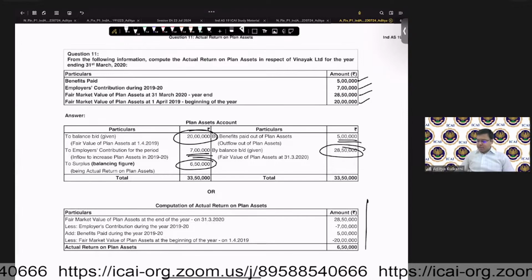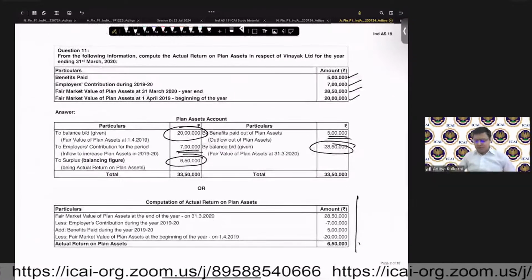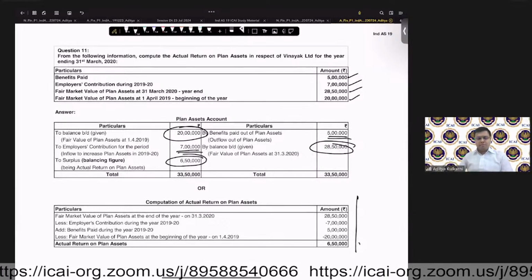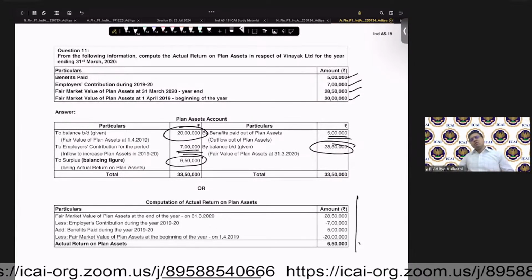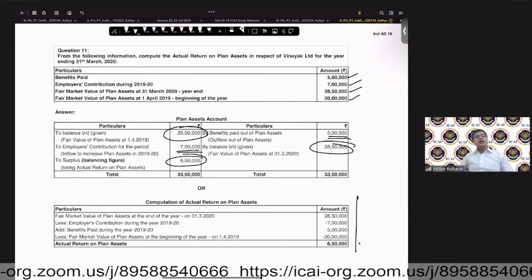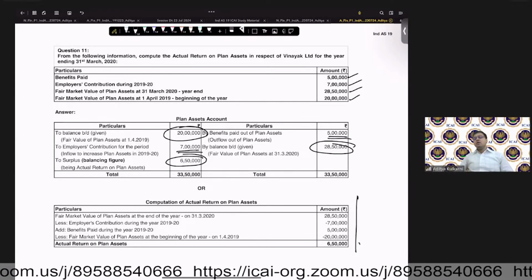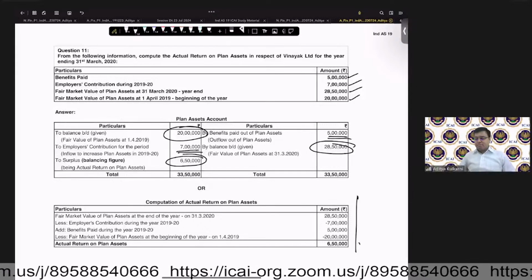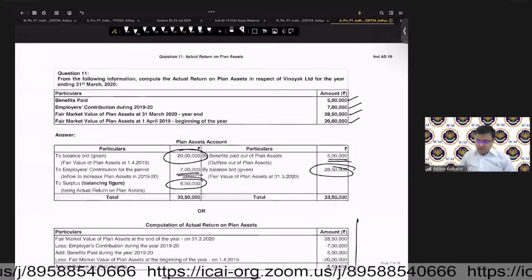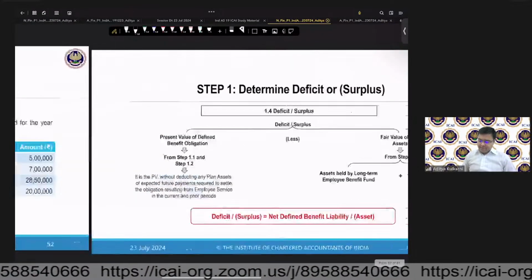Or you can put the same thing in a statement form, and you will get the same answer. So this is the actual return on plan assets. Your actual return on plan assets could be a combination of increase in fair value as well as actual interest or dividend that is paid out by those assets. All right, so that takes care of plan assets.